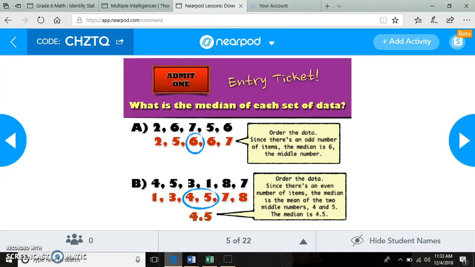Now let's go over this. So remember, guys, we always talked about ordering the data. So make sure you order the data first in any number set, because you probably will need to do that. So in the first one, since there's an odd number of items, the median is 6 because it's the middle number. And in the second one, after you order the data, you can see that there's an even number of items. So we have to take the average of the middle two numbers.